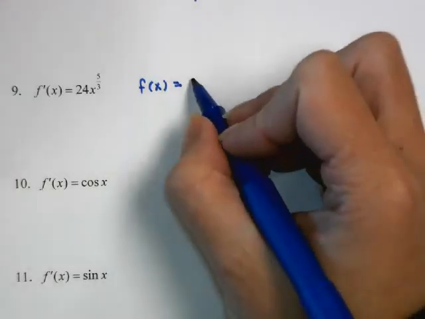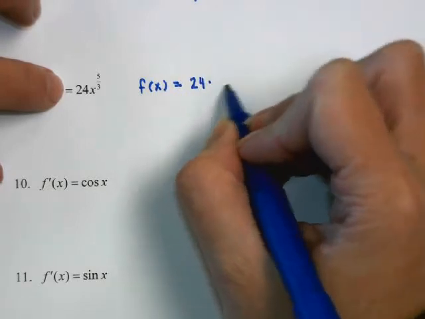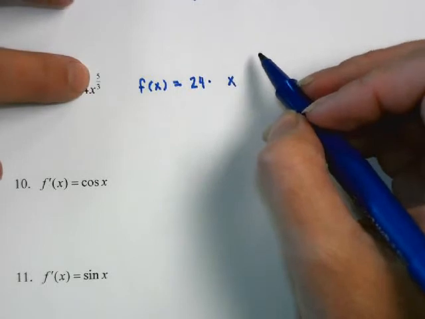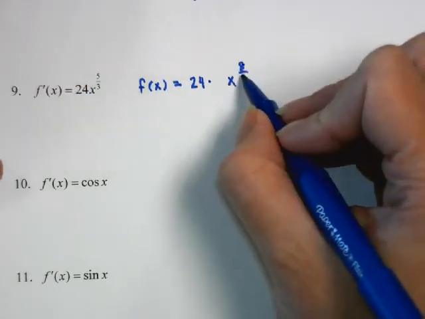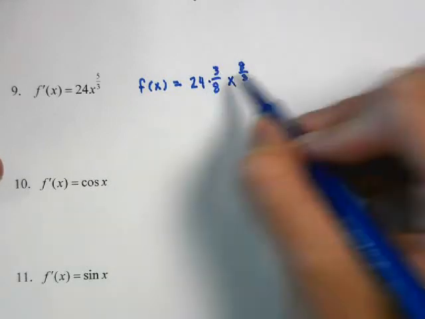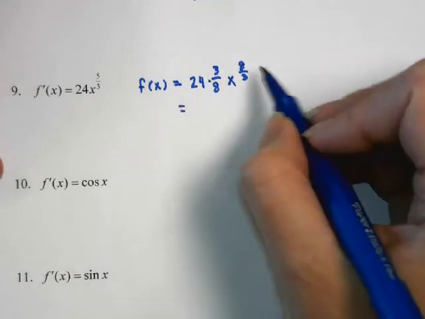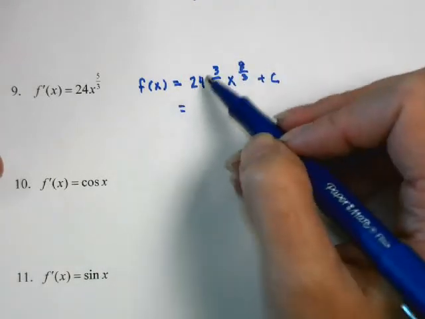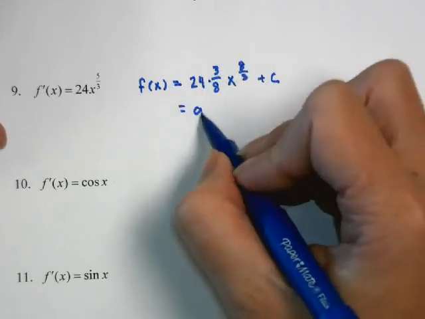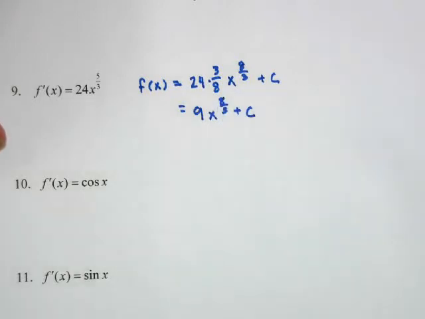Here, we're going to have, I'm going to just put the 24 times, I'm going to leave a space. X, I'm going to add 1, so 5/3 plus 1 is going to be 8/3. To get rid of that, I'm going to multiply by 3/8, so when I take the derivative, that would cancel. And then I can simplify this. So 24 divided by 8 is 3, times 3 is 9. X to the 8/3 plus c.